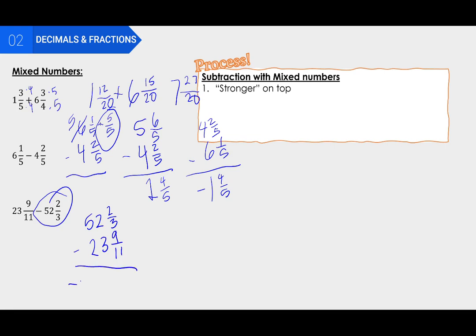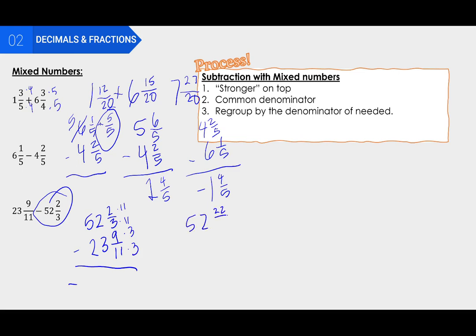Then, just normal fraction stuff, get a common denominator, and then we might need to be regrouping. So let's get a common denominator. I'm going to multiply this one by 11, and this one by 3. So I have 52 and 22/33rds, 23 and 27/33rds. Oh, yeah, we're going to have to borrow. All right, remind myself that those are negative.